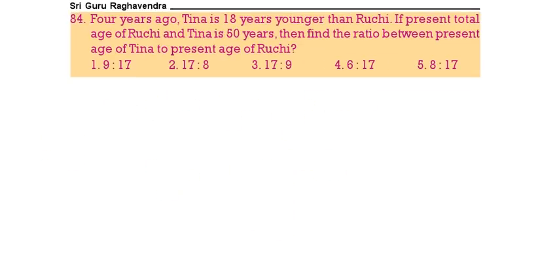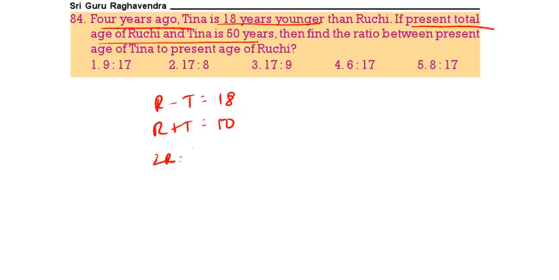Next one. 4 years ago Tina is 18 years younger than Ruchi. If the present total age of Ruchi and Tina is 50 years, find the ratio between present age of Tina to that of Ruchi. Now 4 years ago Tina is 18 years younger than Ruchi. So R minus T is equal to 18 because Tina is younger. Now R plus T is equal to 50. Therefore 2R is equal to 68.